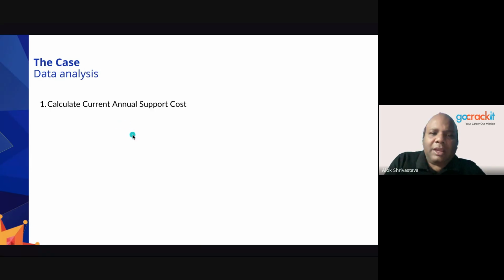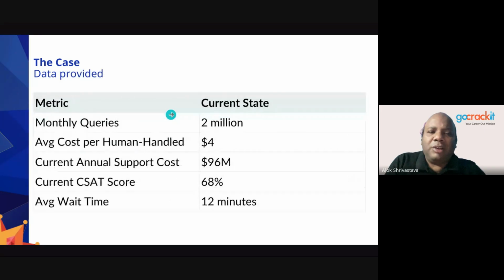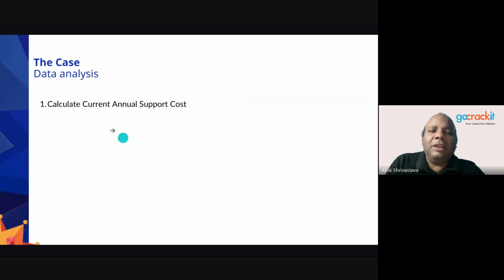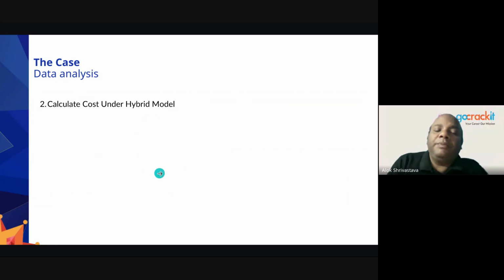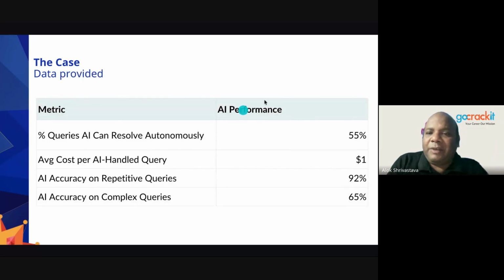So let's see. Calculate the current annual support cost. Actually, we don't have to calculate because it is already given. 96 million is the current annual cost with only humans handling queries. Calculate the cost under the hybrid model, meaning a certain percentage of queries you are using AI, and a certain percentage you are using humans. Now, how much percentage can you safely use for AI? It is basically this number: 55% is what you can use AI for safely because it can resolve autonomously.